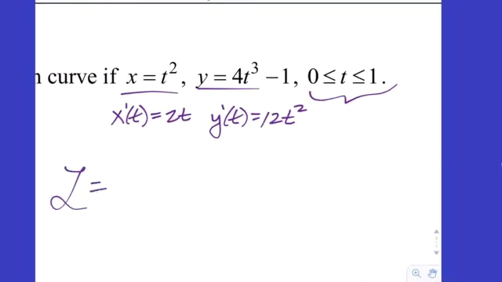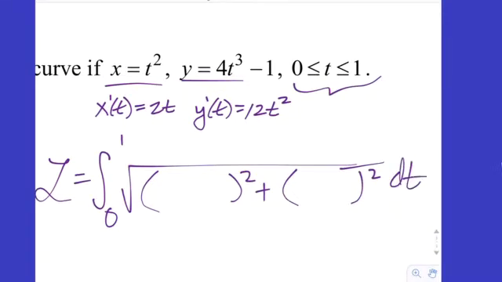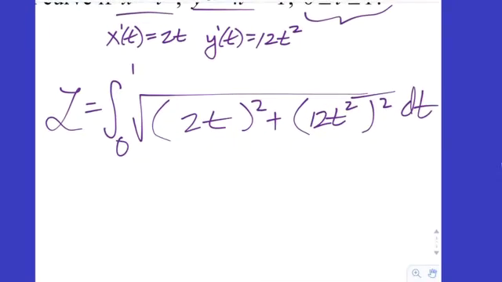So the arc length L is going to be the integral from 0 to 1 of the square root of one of them squared plus the other one squared, and then dt outside. It doesn't really matter which one you plug in. We'll do the x first and the y second, kind of like alphabetical order. And there's your setup. That would probably give you 2 checks. And now we just have to evaluate it. It's said without a calculator, so that means the integrand is going to clean up to something that we recognize. We should be able to integrate it.